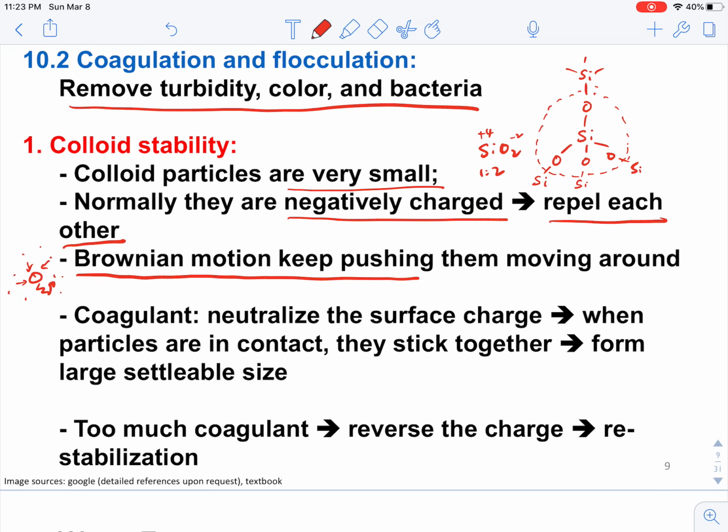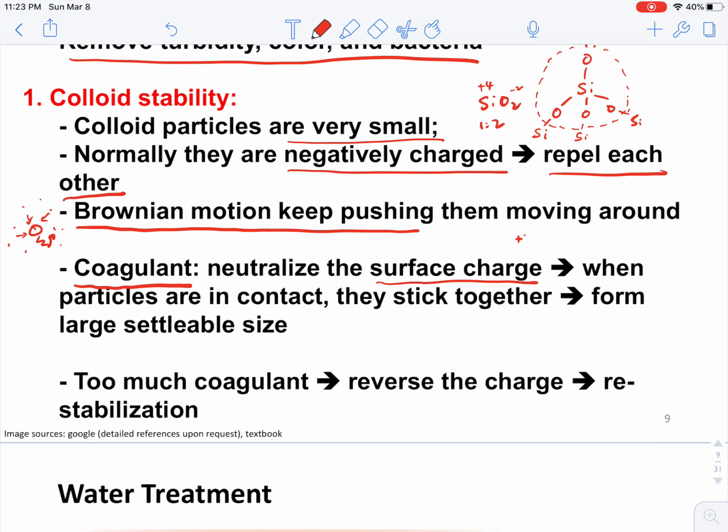The material that we put into the water to remove these colloids is called a coagulant. The coagulant will neutralize the surface charge. Let's say these suspended particles carry negative charges. Then why not just introduce positively charged ions? Specifically, for these positively charged ions, the ones that carry +3 charges, or the trivalent ions, are the most effective.